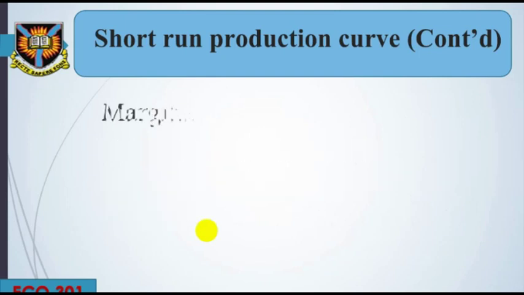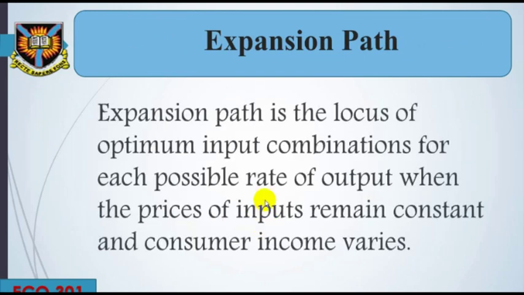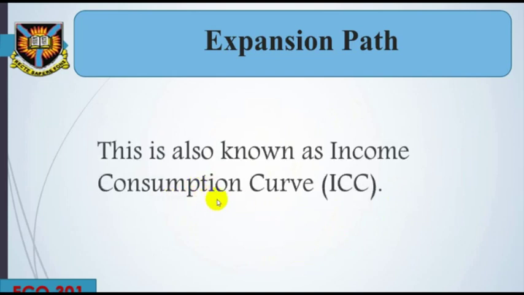Expansion path. The major objective of an entrepreneur is to maximize profit. He must thus organize production in the most efficient way. Expansion path is the locus of optimum input combinations for each possible rate of output when the prices of inputs remain constant and the cost outlay varies. This is also known as the income consumption curve, ICC.